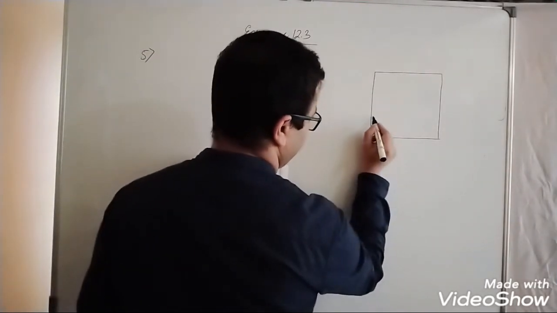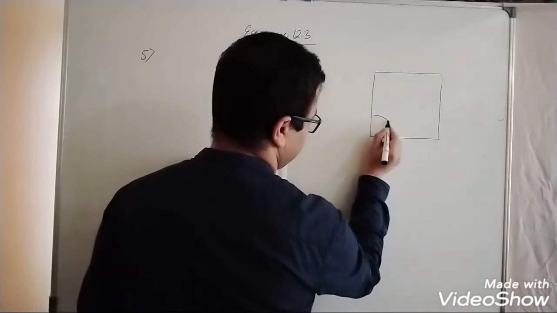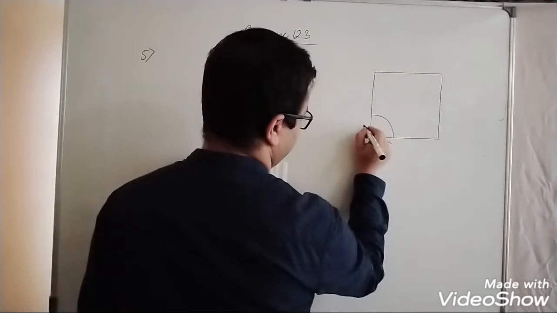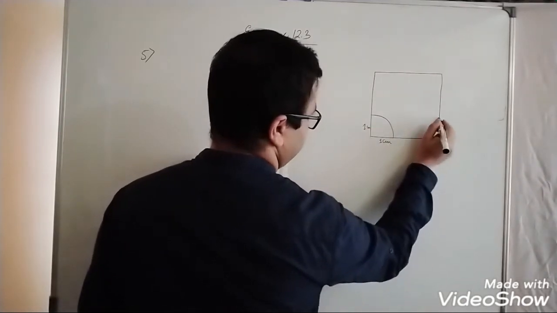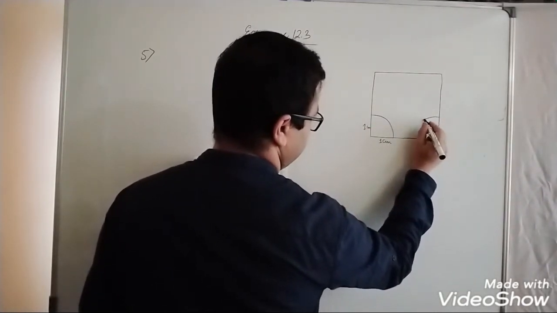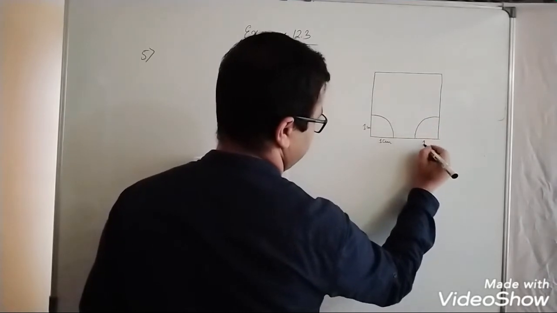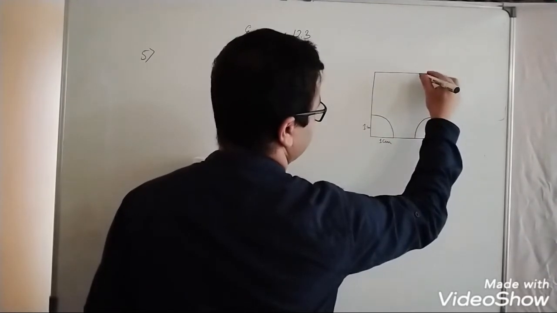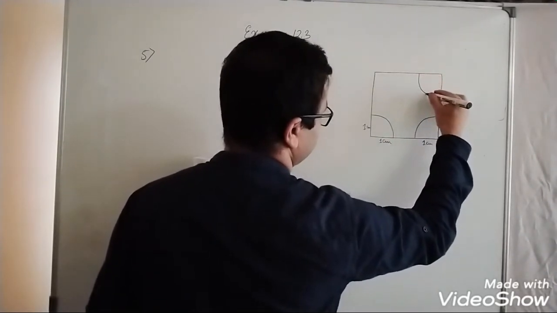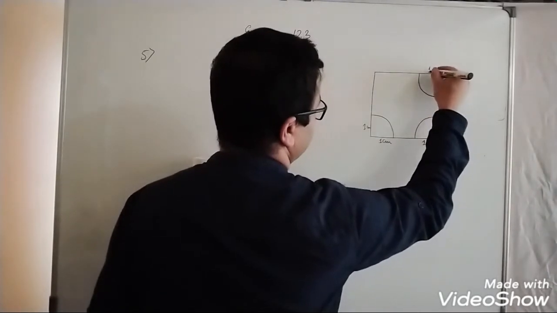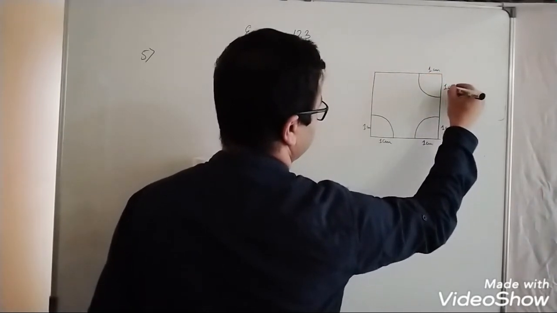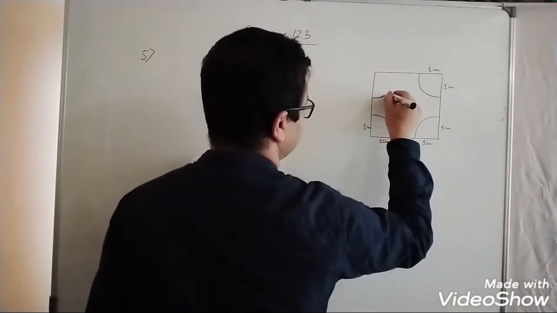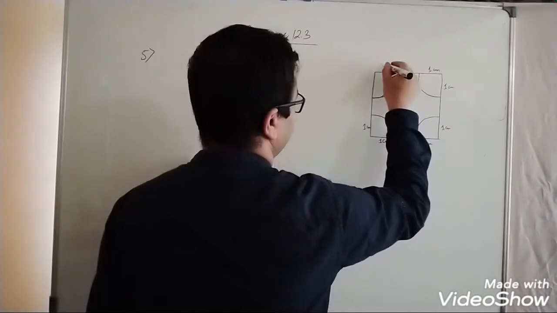From each corner, a quadrant is cut out. The radius of the quadrant is 1 centimeter. From here also, from each corner, this is 1 centimeter radius. Here also, the same 1 centimeter. From here also 1 centimeter.